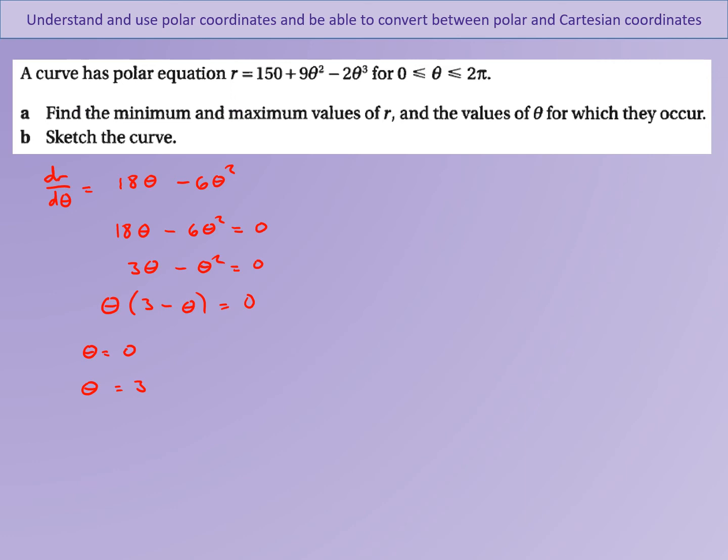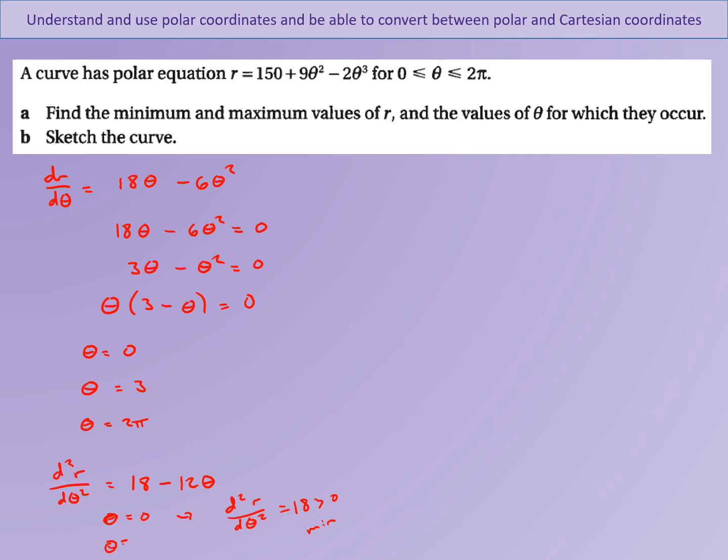We also need to consider the other end point, theta equals 2 pi, as this may also have a value that is bigger or smaller than the maximum or minimum, but may not be a stationary point in itself. So we're just going to calculate the second derivative, d2r by d theta squared. This gives us 18 minus 12 theta. So we can see that when theta equals 0, the second derivative is 18. So there is a minimum value at theta equals 0.